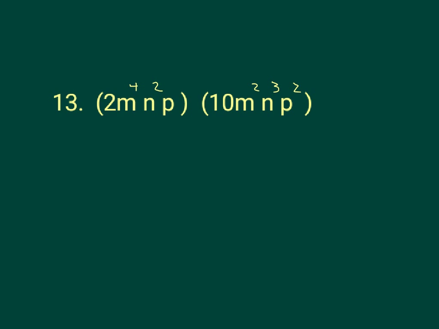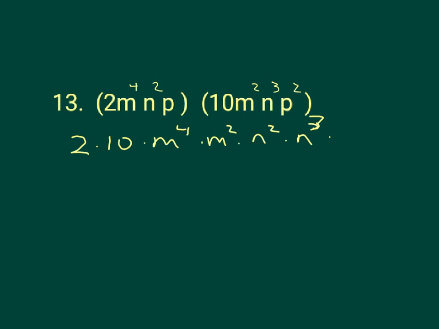I'm going to show this one in a slightly different way. These are just 2 times n to the 4th times n to the 2nd times p times 10 times n to the 2nd times n to the 3rd times p to the 2nd. And because it's multiplication, the commutative property applies. I can switch the order of everything. I want to put 2 times 10 together, n to the 4th, n to the 2nd together, n to the 2nd, and n to the 3rd.